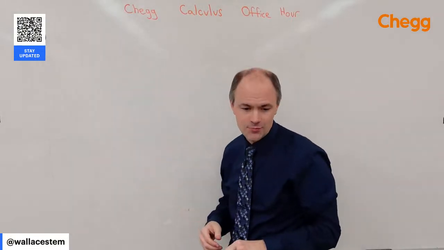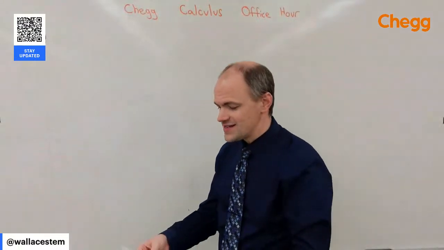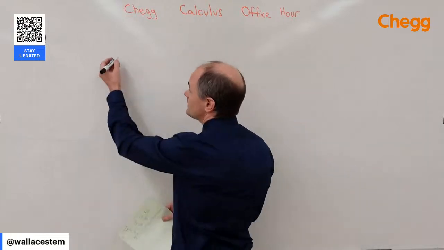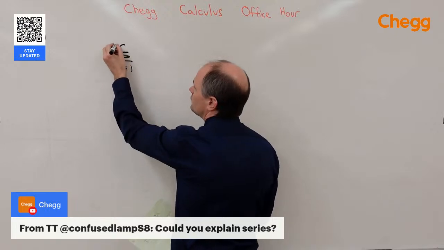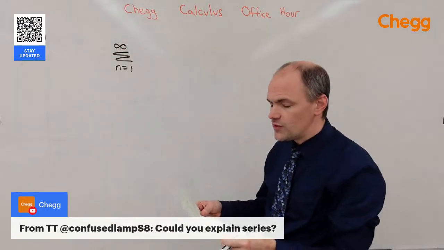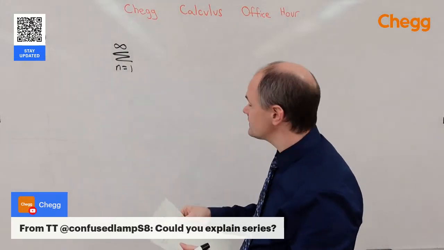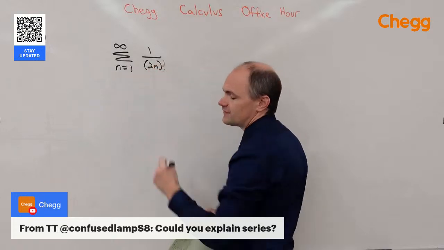I'm excited to do some of these problems with you. And one such problem that we get to look at are series. Let's do the sum as n goes from 1 to infinity. And we want to just see if this series converges or diverges. Let's take a look at 1 over 2n factorial.